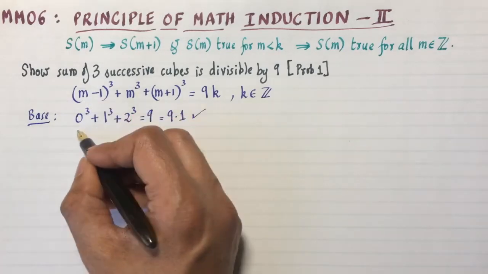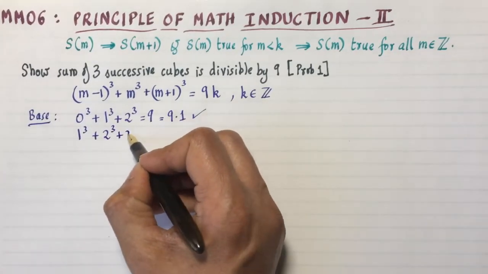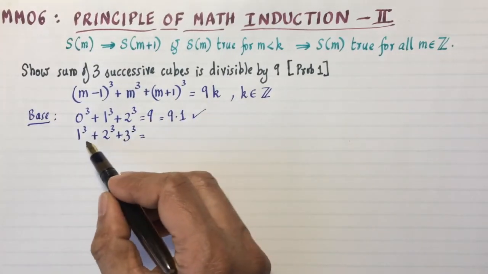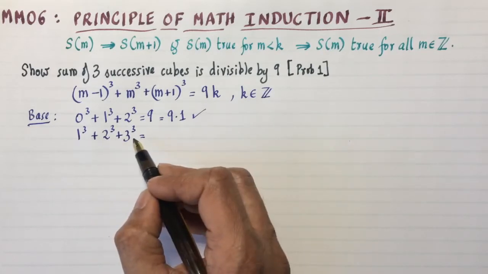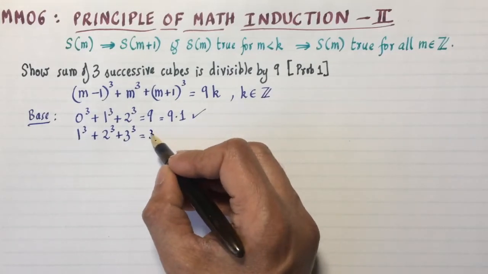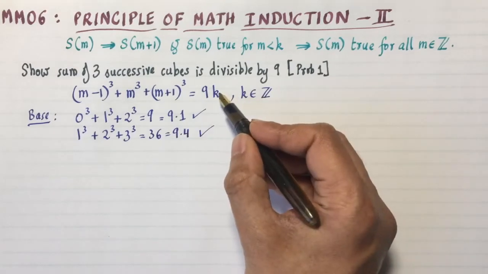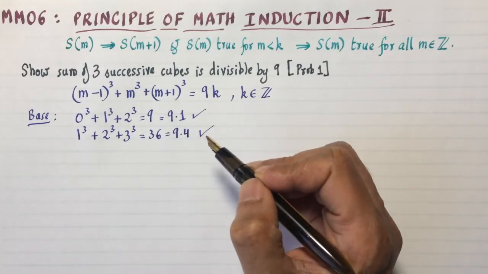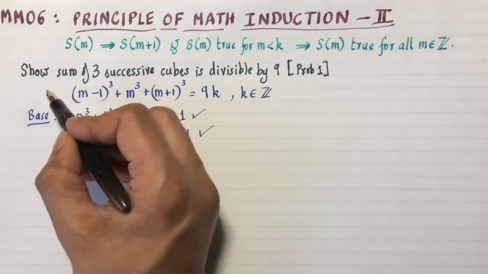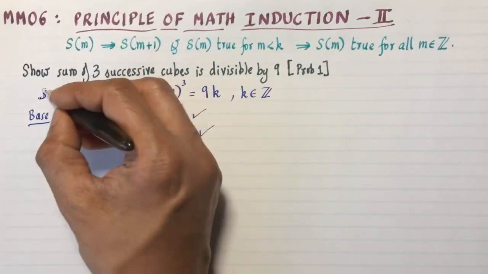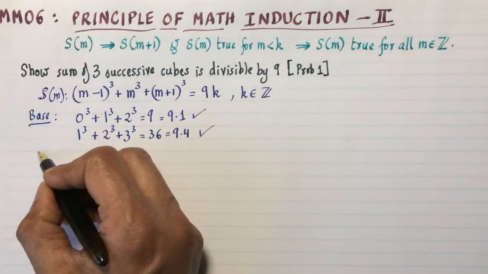Let's try m equals 2. That's going to be 2 minus 1, or 1 cubed, plus 2 cubed, plus 3 cubed. So that's 1 plus 8, 9, plus 27, which is 36. And 36 is 9 times 4, so that's for k equals 4. So you get a sense that this must be true for all values. So we're going to assume the statement S of m and show that S of m plus 1 must be true.